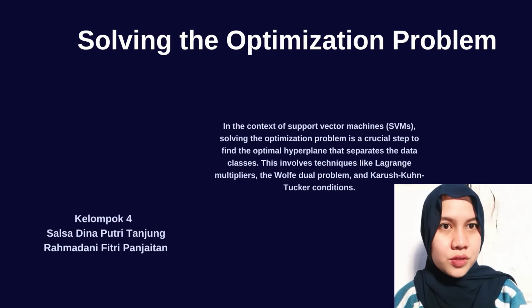Here I will present material on solving the optimization problems. In the context of support vector machines, SVM, solving the optimization problem is a crucial step to find the optimal hyperplane that separates the data classes. This involves techniques like Lagrange multipliers, the dual problem, and various constraint conditions.